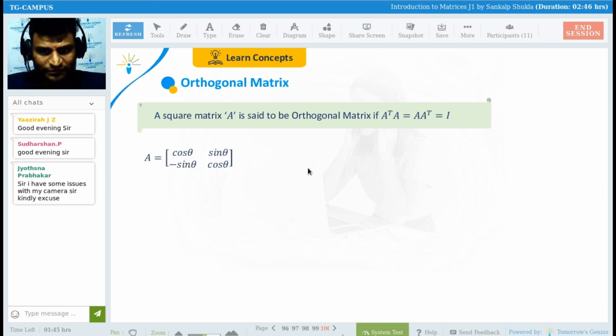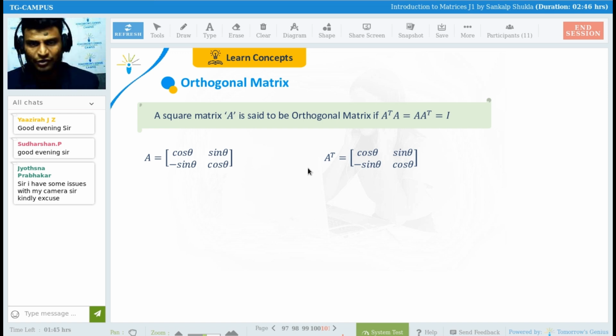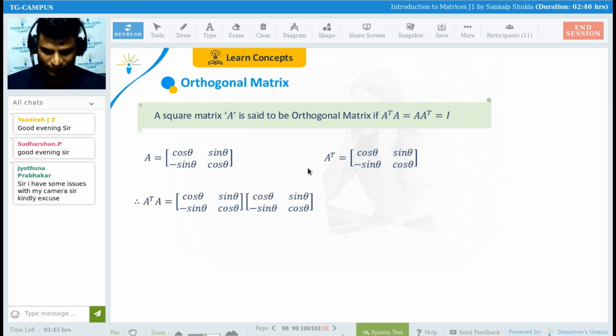Now for example, A is cos theta, sin theta, minus sin theta, cos theta. Fine. So I will take the transpose first. So transpose will be what? Cos theta, sin theta, minus sin theta and cos theta. Okay. I'll multiply A and A transpose.